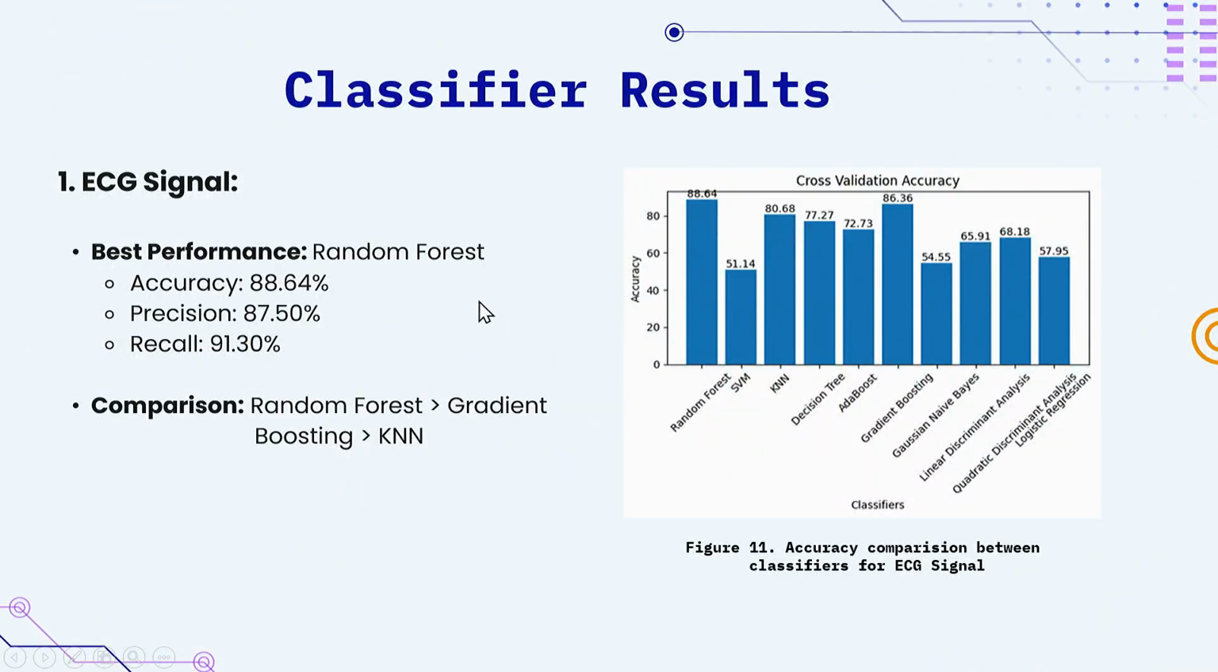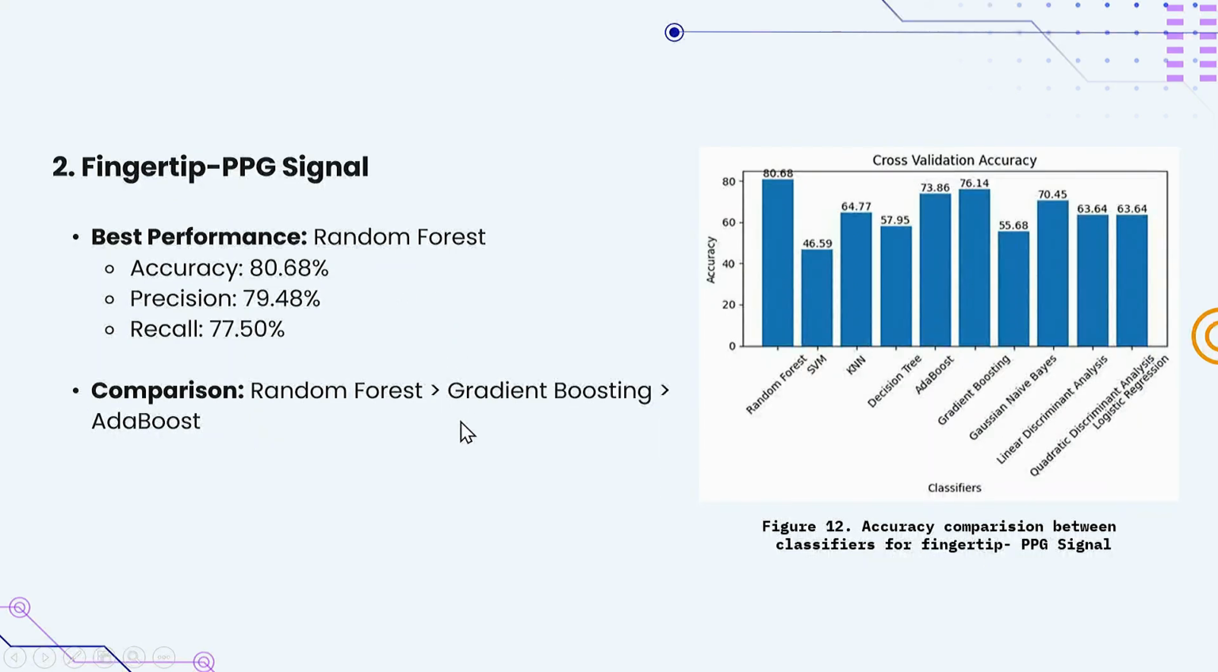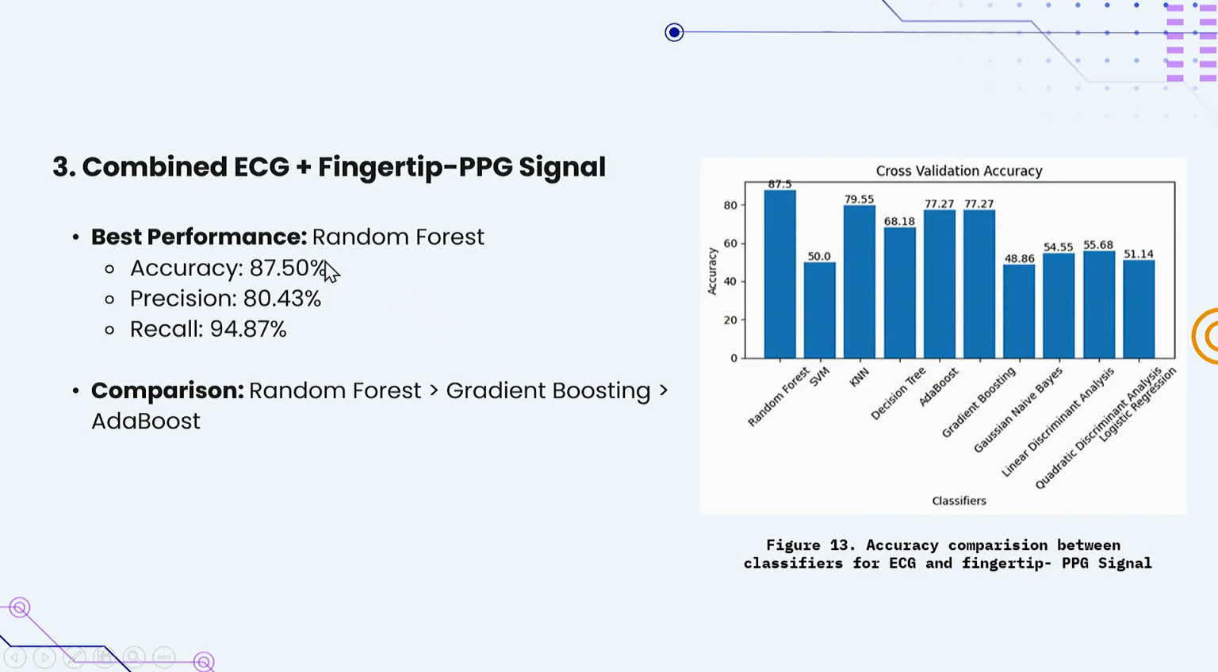For the classifier results, for ECG, random forest received the maximum accuracy of 88.64%, followed by gradient boosting and KNN. For fingertip PPG, again random forest received the maximum accuracy of 80.68%, followed by gradient boosting and AdaBoost. For the combined multimodal dataset, again random forest received the maximum accuracy of 87.50%.